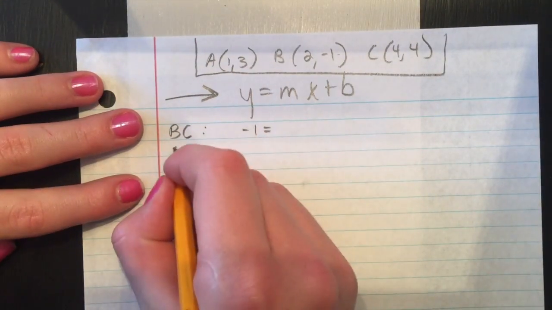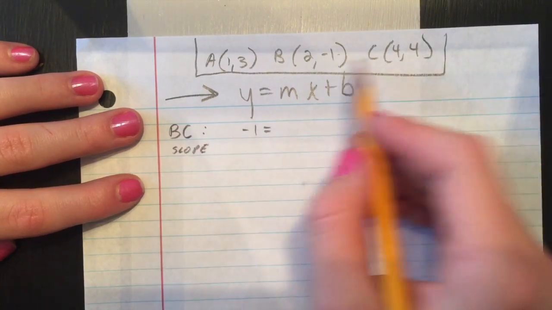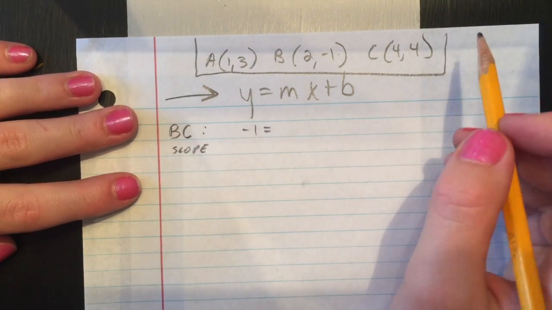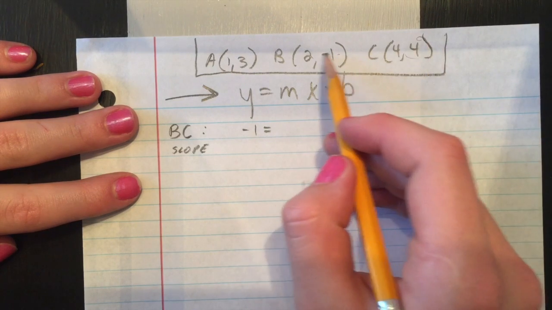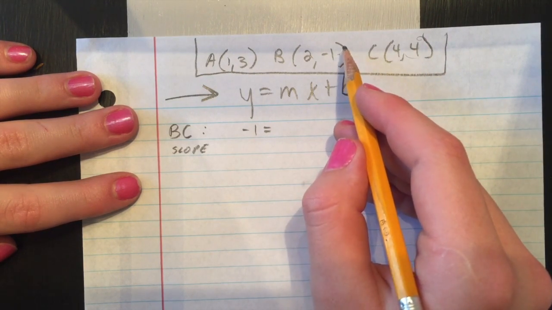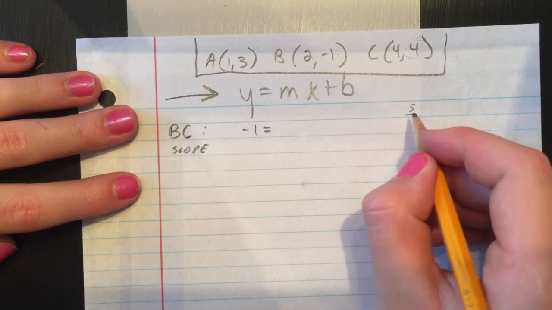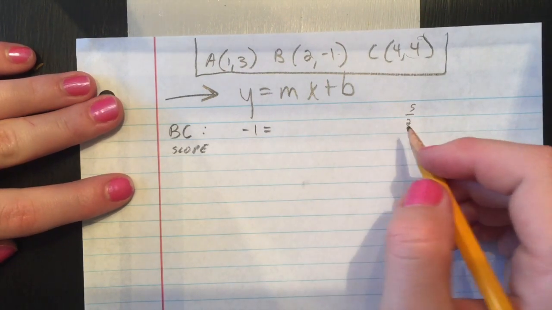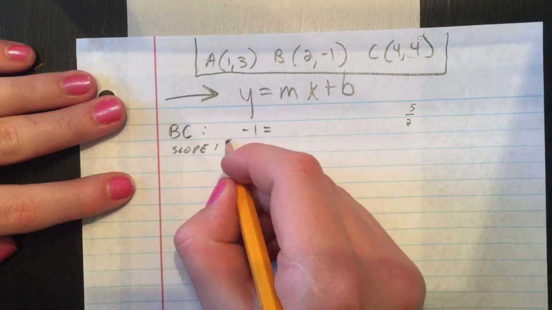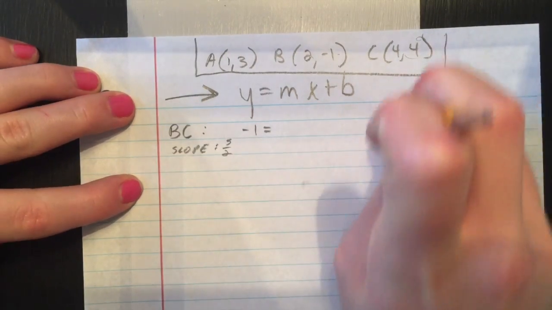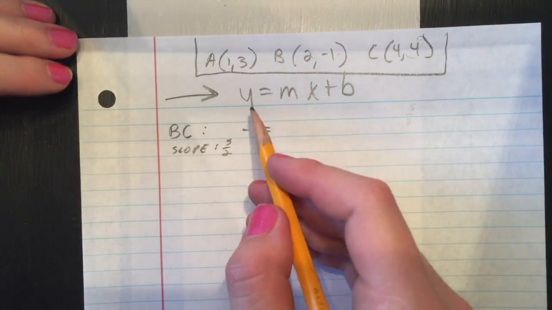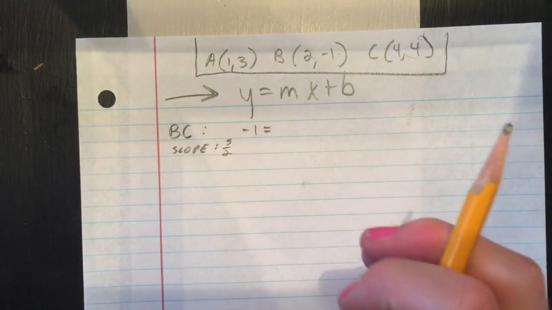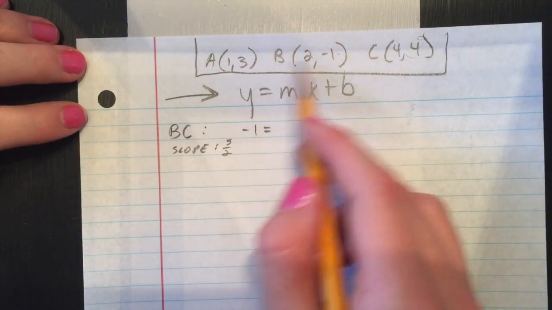Find the slope. The slope is y2 minus y1 over x2 minus x1. So it's 4 minus -1, which equals 5, over 4 minus 2, which is 2. So our slope is 5 over 2. Now that we know the slope, it'll be so much easier to put this all into our equation. So let's use x and y.